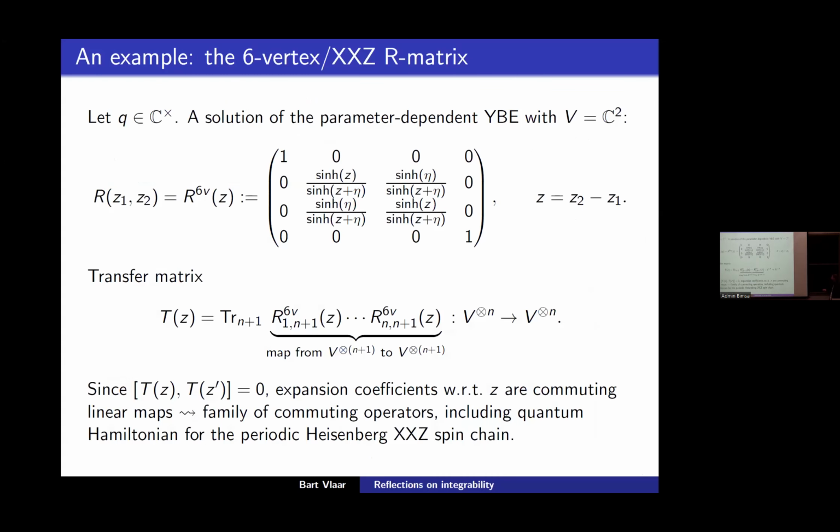Okay. And so here's this formula for the transfer matrix. After you've traced out this auxiliary space, it gives you a map from the n-fold tensor product to itself. So it tells you something about the system of n particles. And because the transfer matrix commutes, you can look at the expansion coefficients with respect to this parameter z, and they are commuting linear maps. They include, for instance, the Hamiltonian of a particular well-known quantum mechanical model for magnetism, the XXZ spin chain. But it includes not just that operator, but many operators. So you have a family of commuting operators.